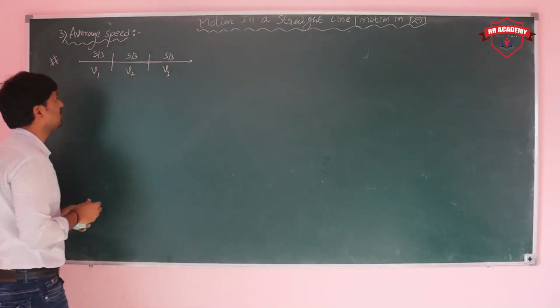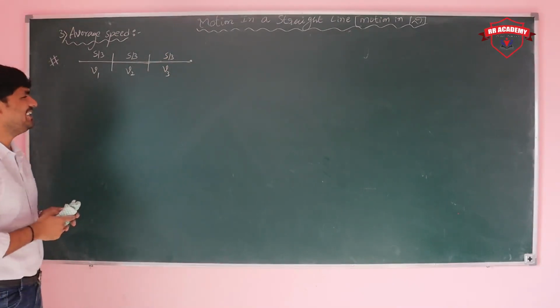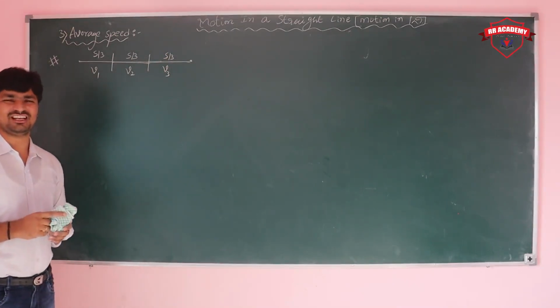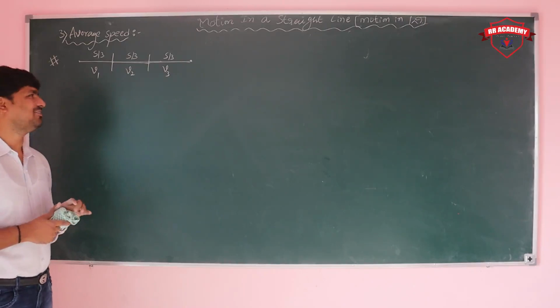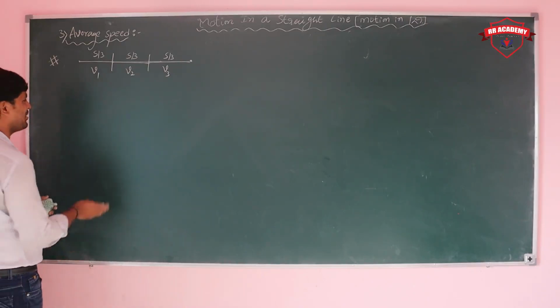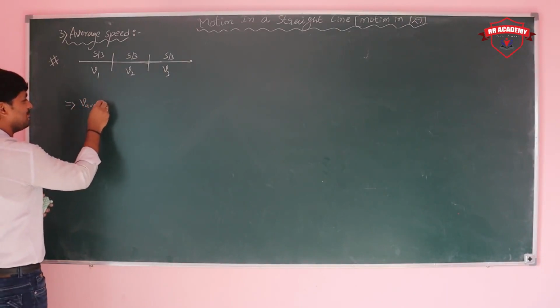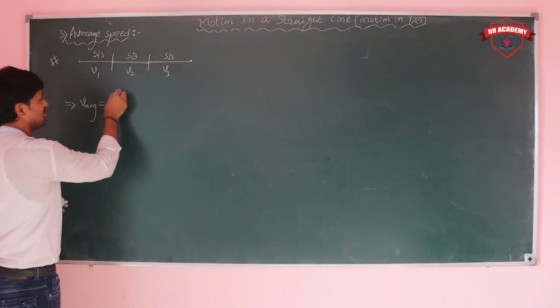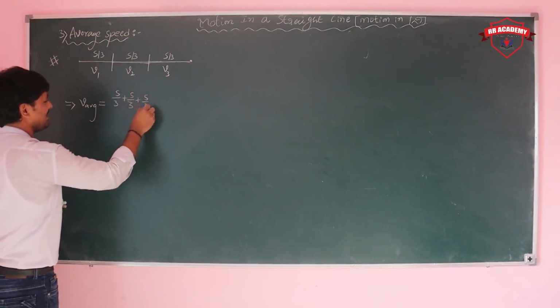So first 1/3 with a speed V1, next 1/3 with a speed V2, and next 1/3 with a speed V3. Then what about the average speed of the car? So let's see. First you can write the average speed formula. Average speed is nothing but total distance, how much? S by 3 plus S by 3 plus S by 3.